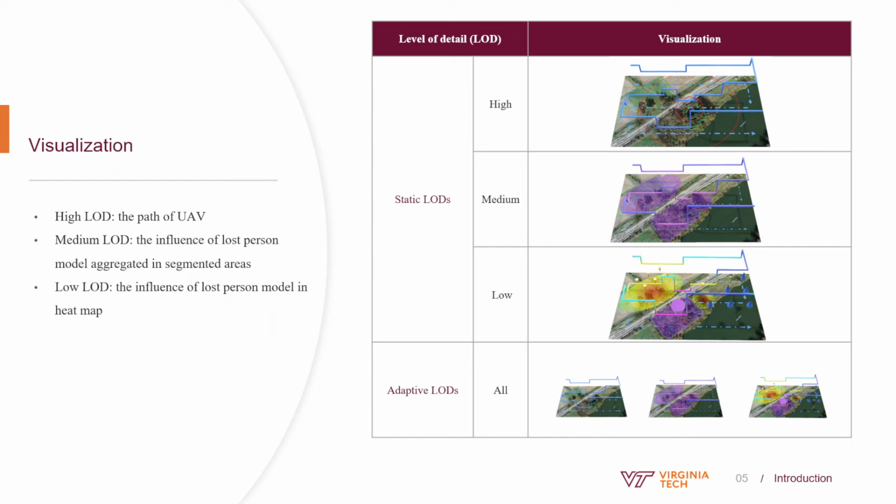During the study, you will work with 3 visualizations in 4 search missions. High level of detail presents the path of the UAV. Medium level of detail presents the influence of the lost person model aggregated in segmented areas. Low level of detail presents the influence of the lost person model in a heat map. In the adaptive mode, the visualization will change automatically based on your performance.